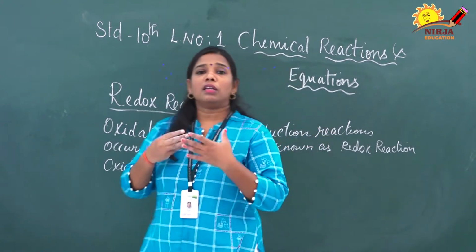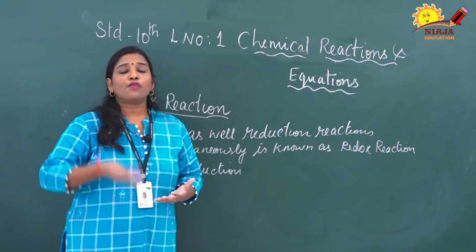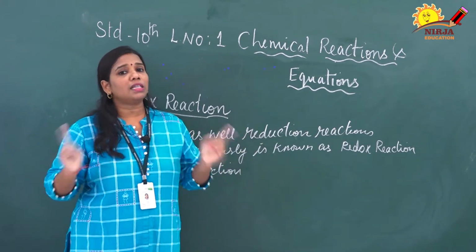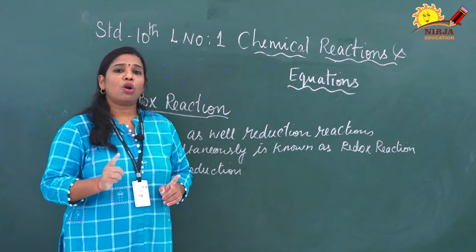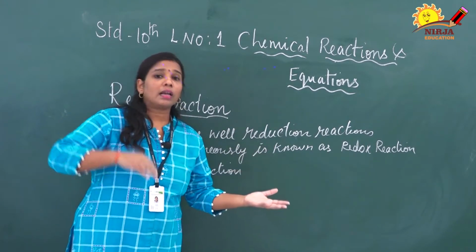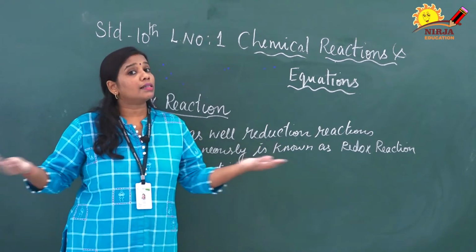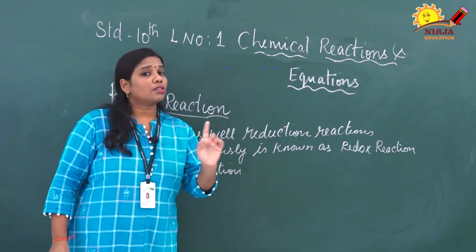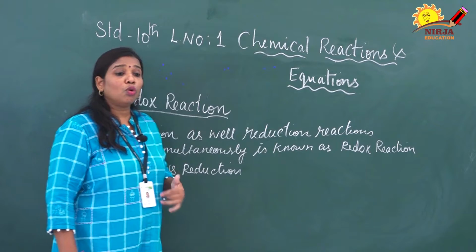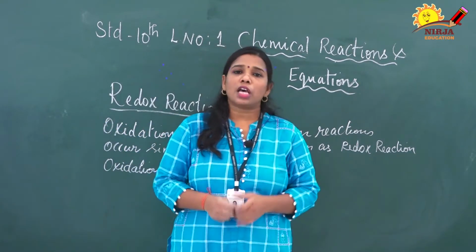What is meant by a redox reaction? A redox reaction is nothing but the combination of oxidation and reduction. These two reactions occur simultaneously, and that reaction is called a redox reaction. On one side oxidation will occur, on the other side a reduction reaction will occur. These two occur simultaneously, and that reaction is called a redox reaction. Before that, we should know what is meant by oxidation and what is meant by reduction.